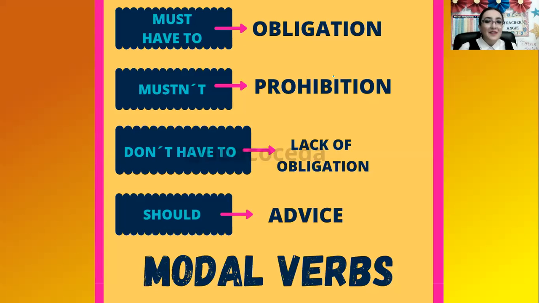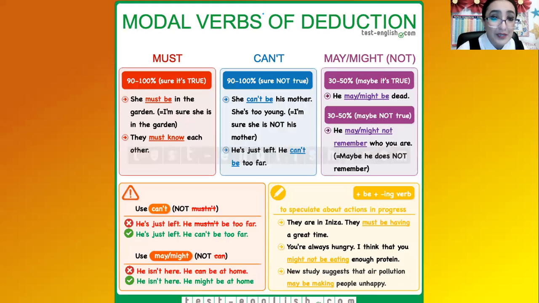So, in order to finish, must or have to is for obligation. You must do your homework. You have to do your homework. Mustn't is for prohibitions. Okay, you cannot do something. Don't have to is a lack of obligation. Okay, it is not necessary that you do it. Should is going to be for advice. We are learning all this: must, have to, should. And remember, may or might are going to be for possibilities.